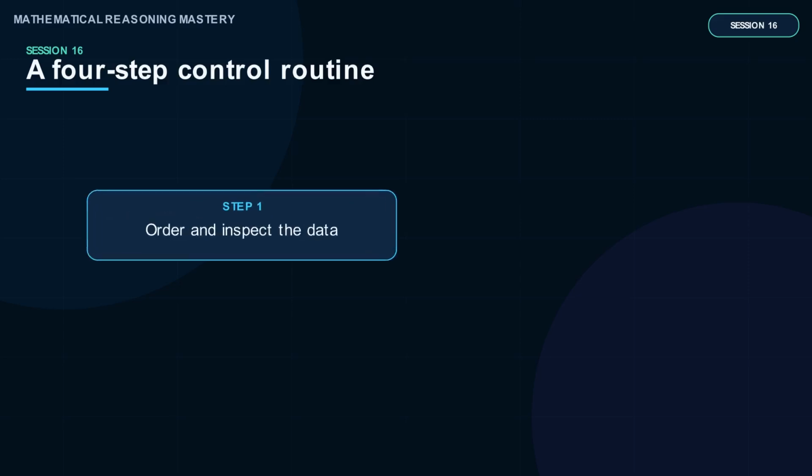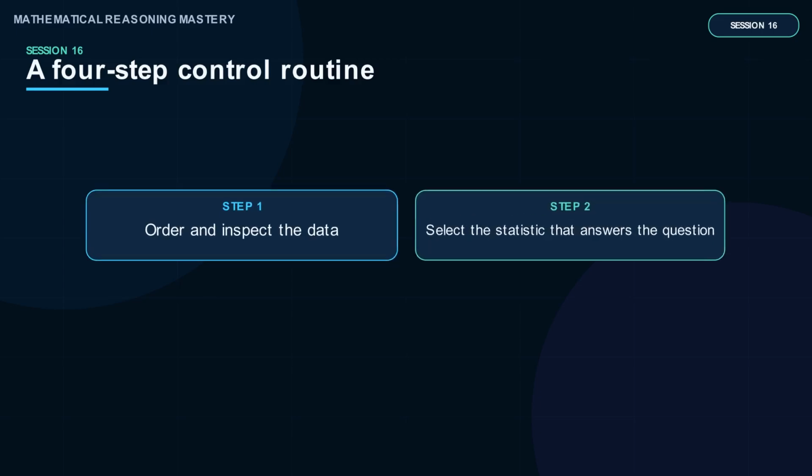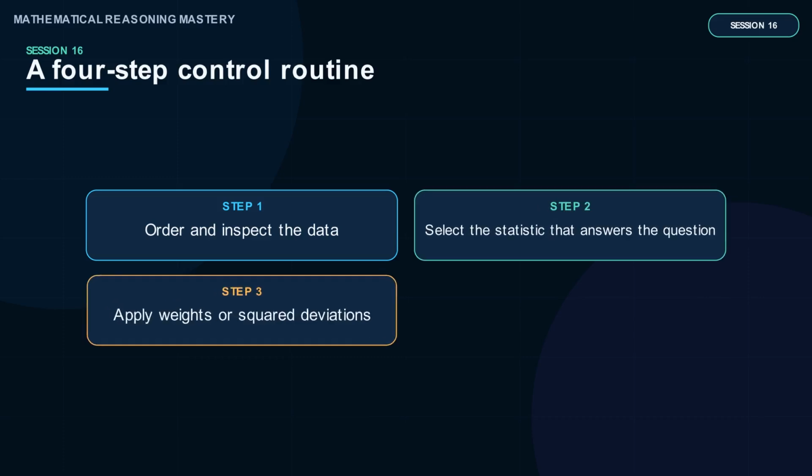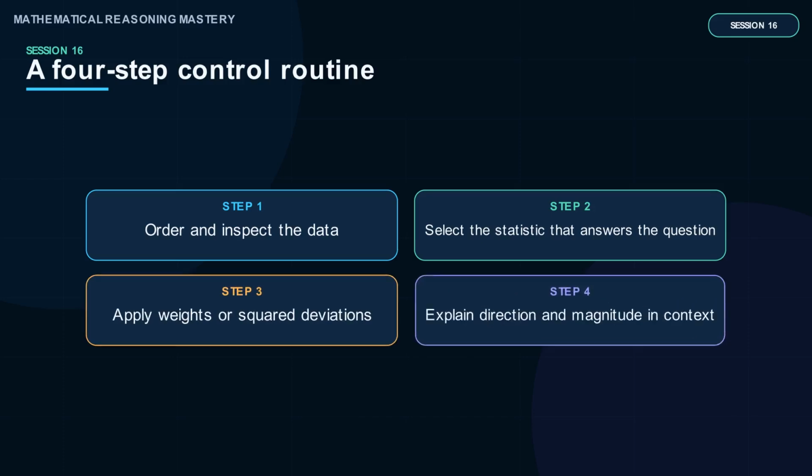Step 1. Order and inspect the data. State the target and preserve its units or conditions. Step 2. Select the statistic that answers the question. Use a separate line so signs, factors, and labels remain visible. Step 3. Apply weights or squared deviations. Keep the reasoning efficient, but never skip an operation that could hide an error. Step 4. Explain direction and magnitude in context. Verification is part of the solution because it tests the answer from another direction.